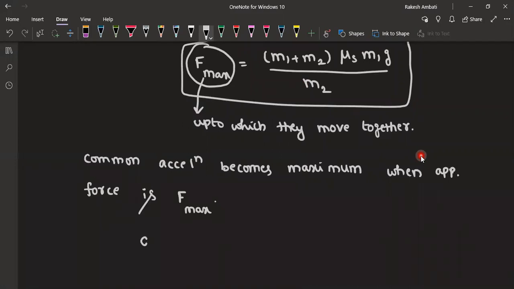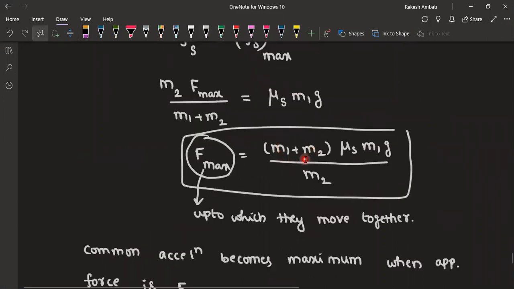So therefore, to find the maximum common acceleration, we have to consider the maximum applied force F max upon the sum of masses, M1 plus M2. And we already have the F maximum value.